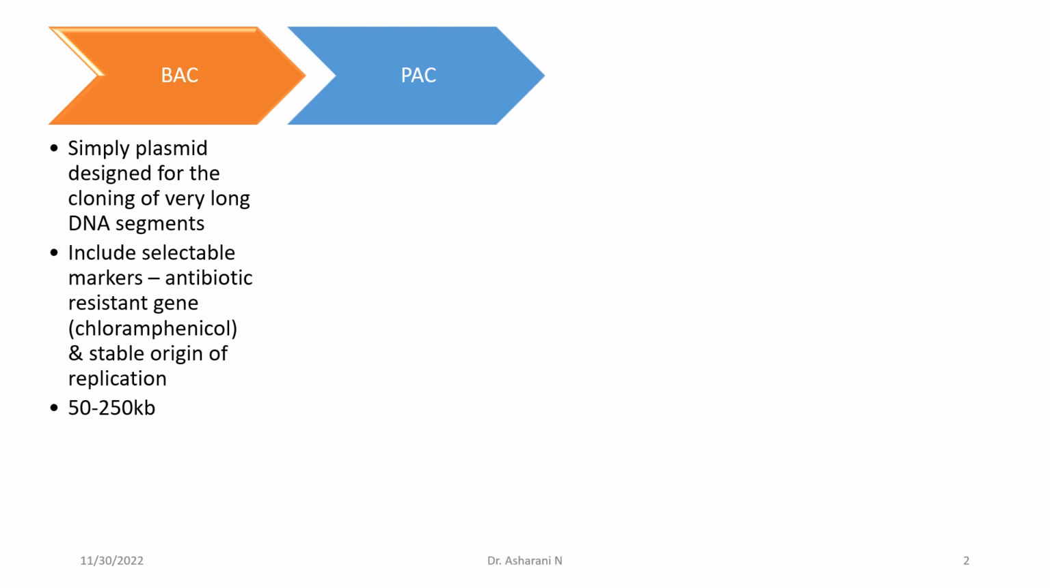Next we have PAC, that is P1 bacteriophage artificial chromosome, which is derived from E. coli. So they can also take up 50 to 250 kilobase pair DNA fragments, and both BAC and PAC require E. coli as host.